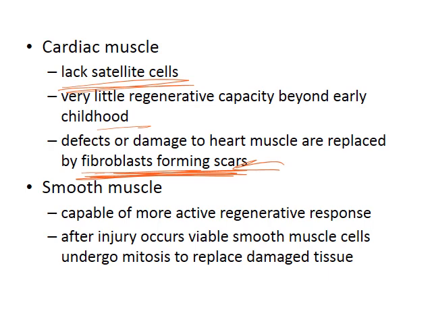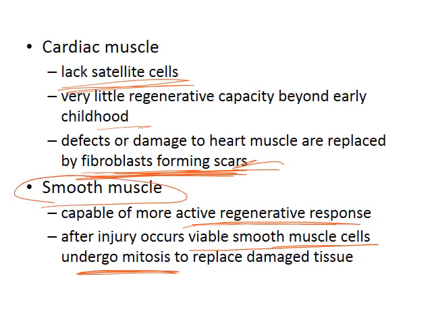And then lastly, you have your smooth muscle. This is probably the most capable of undergoing regeneration. So they have a much more active regeneration response. After injury, viable muscle cells undergo mitosis to replace damaged tissue. So smooth muscle is really the only one that has any sort of regeneration capabilities. Skeletal muscle has those satellite cells that are scattered around to help a little bit, and cardiac muscle has nothing. So you need to remember those 3 different types of regeneration that can occur with your muscle tissue.